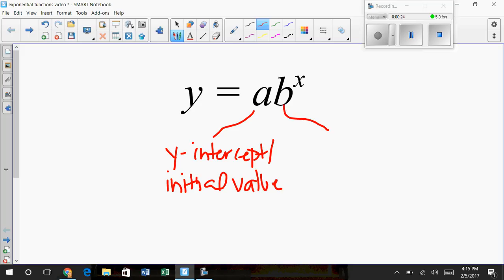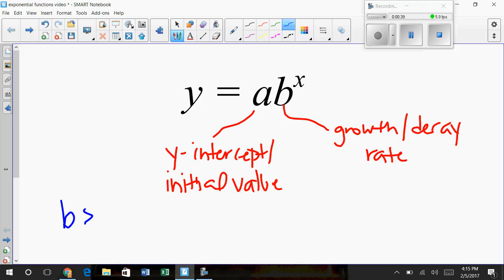B is kind of like the slope of a linear function. This is the rate of either growth or decay. This is what tells you how fast you're increasing or decreasing. So this is our growth or our decay rate, depending on how big it is. Okay. B, you have to be sort of specific.